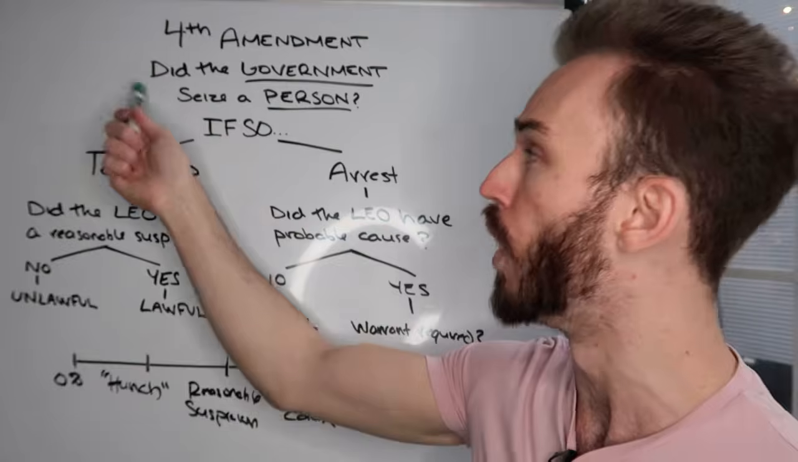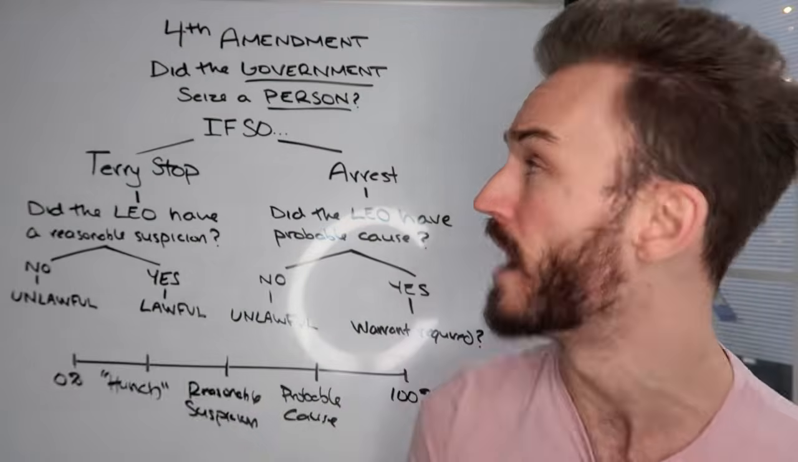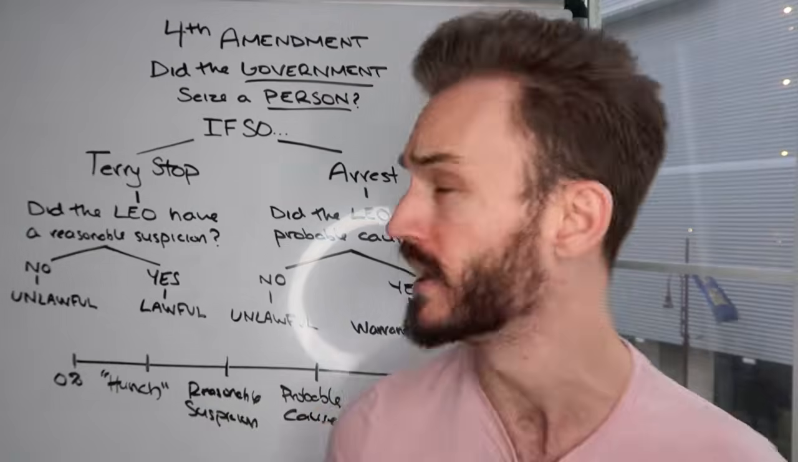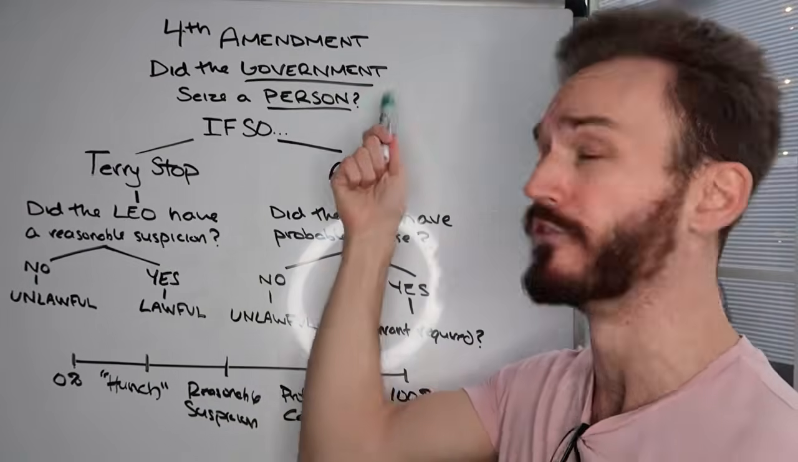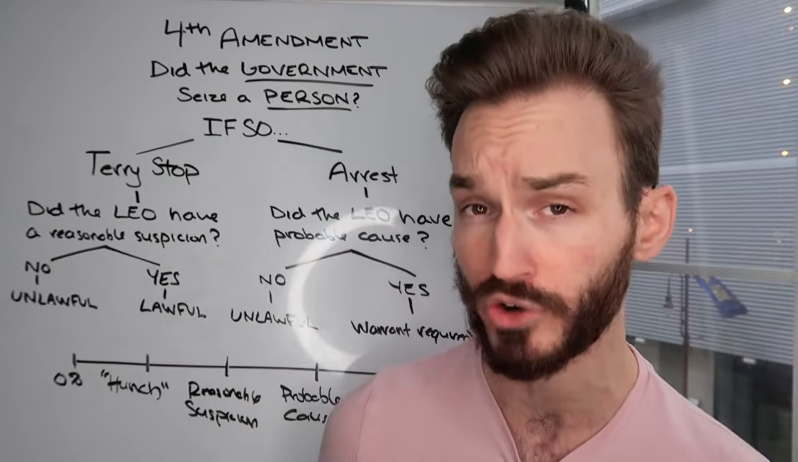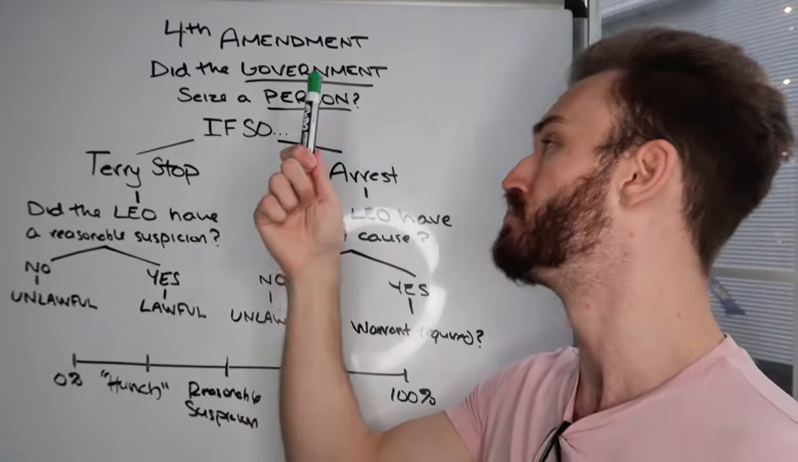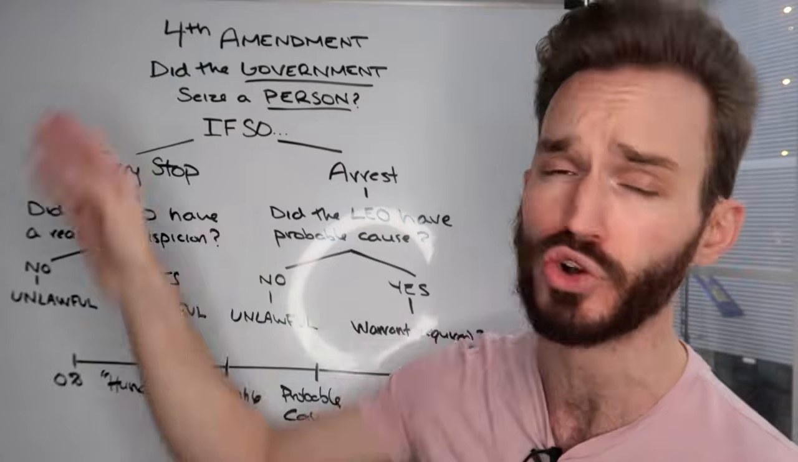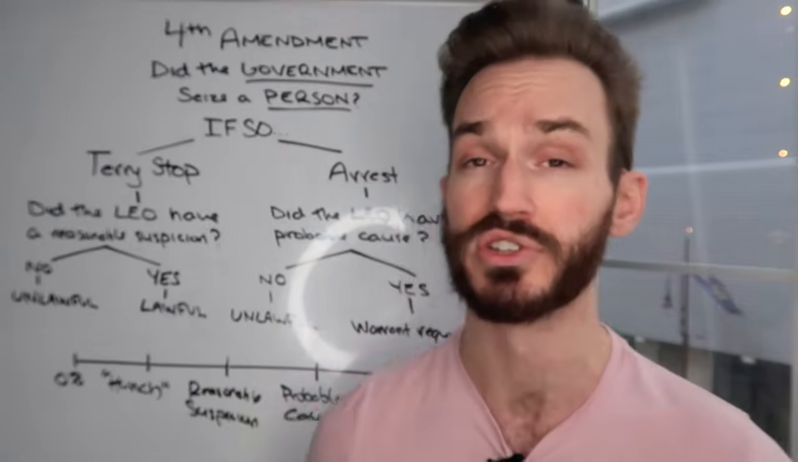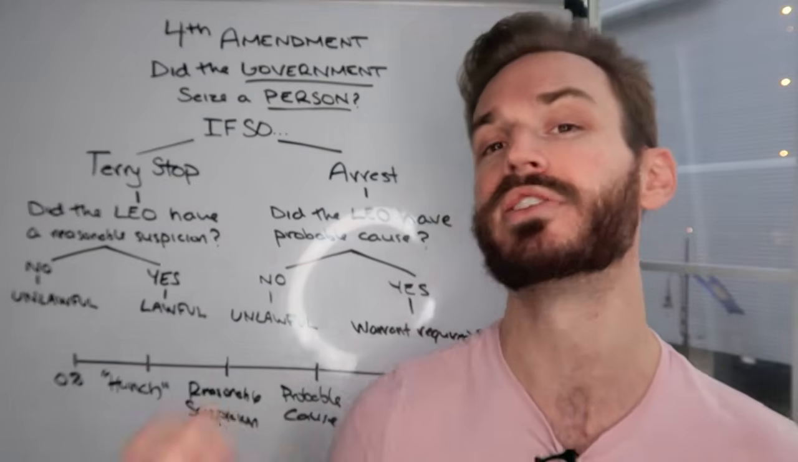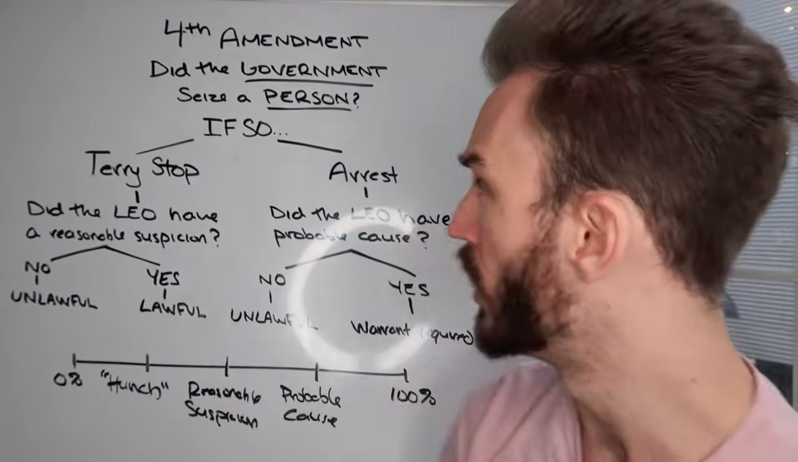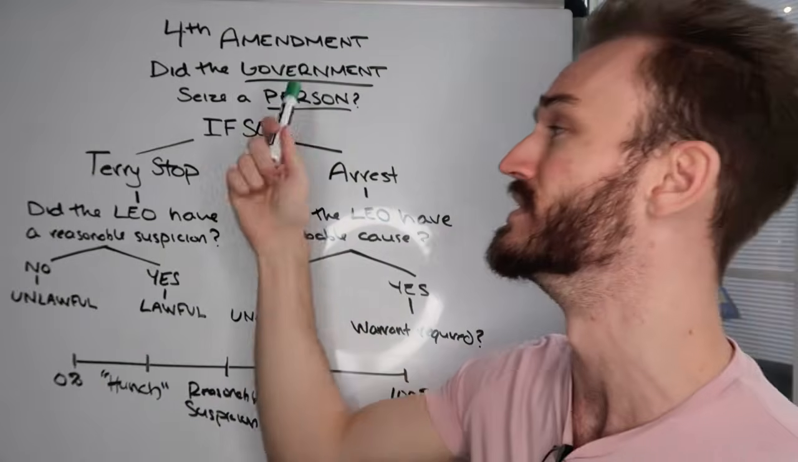Remember, all you do, number one, you have to ask yourself, did the government seize a person? Two big points to make here. We have to have the government, so you're looking for a law enforcement officer, seizing a person, right? A human being. If we have a government official, a police officer, searching or seizing evidence, that's a different analysis, and that's what we're going to talk about in our next video. What we're talking about right here is when the government is seizing a person.